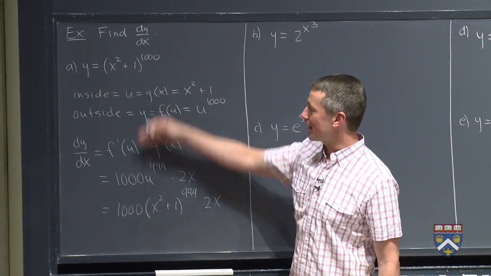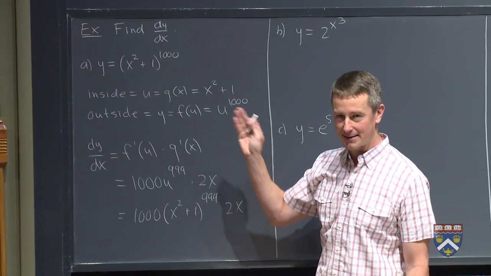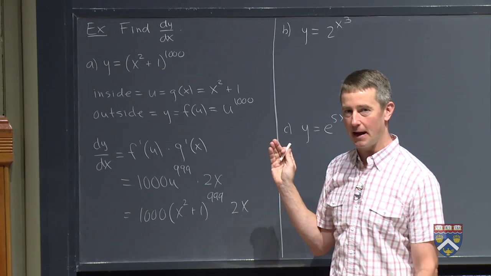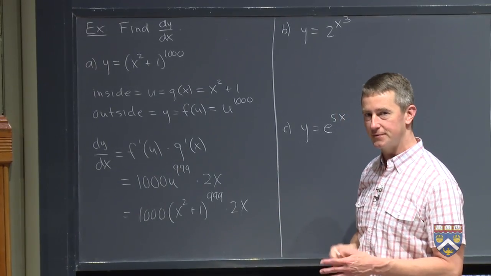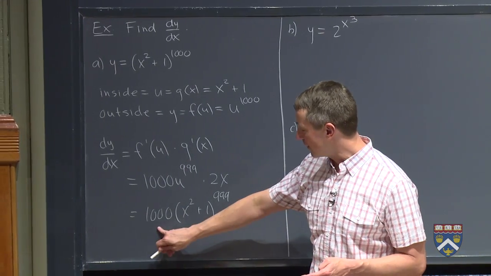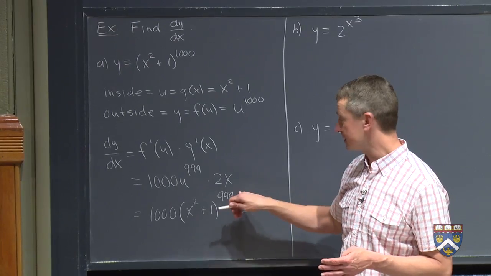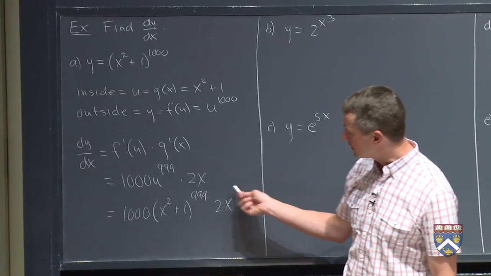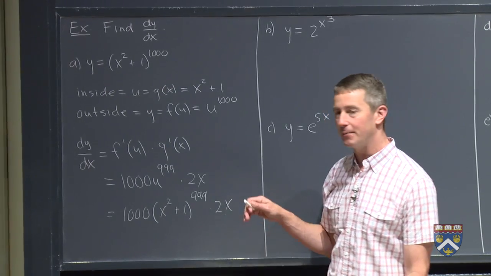Let's talk about how we would do this without writing all the intermediate steps down here, because in practice, that's the stage we want to get to. We've got something to the 1,000th power. By the power rule, what's the derivative of something to the 1,000th power? It's 1,000, the same something, to the 999th power. But the chain rule says the new thing is we take the derivative of that inside something and multiply by it, 2x there.